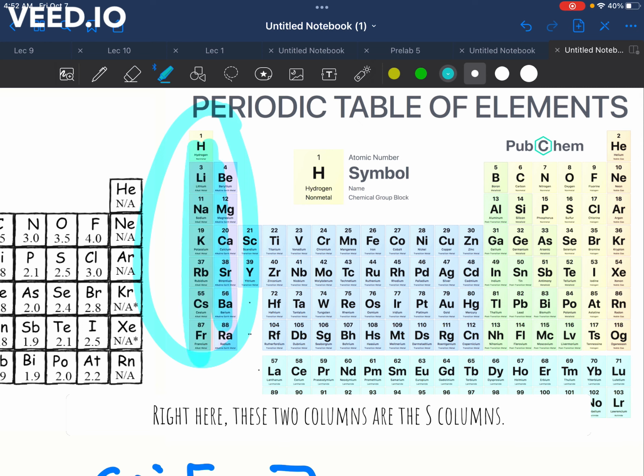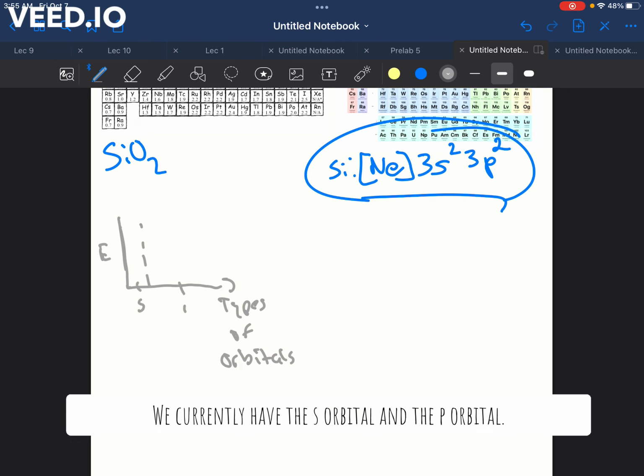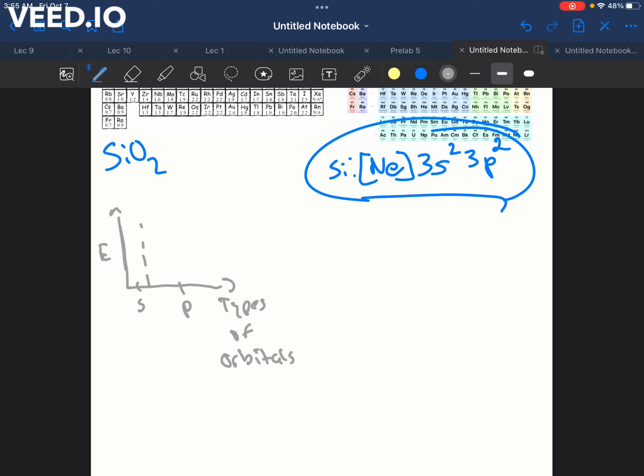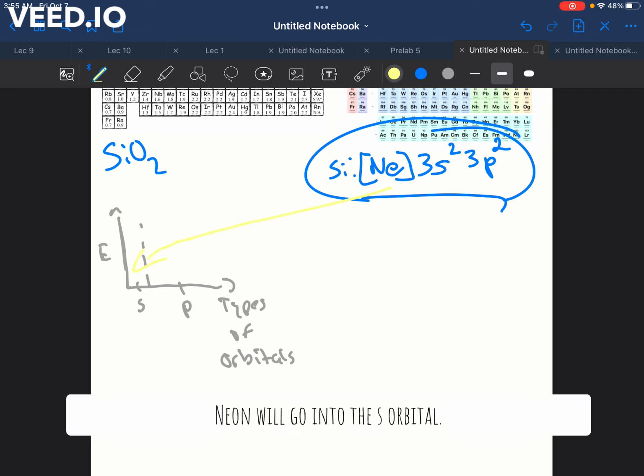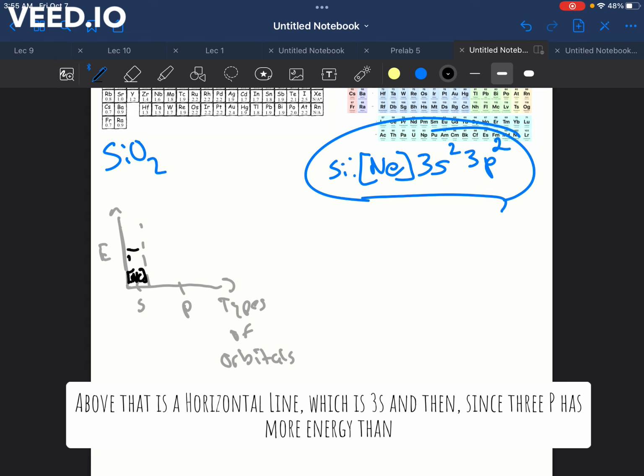Moving on to the condensed energy diagram. We have our y-axis, which represents our energy, and our x-axis, which represents the types of orbitals. We currently have the s orbital and the p orbital. Neon will go into the s orbital. So neon goes there. Above that is a horizontal line, which is 3s.